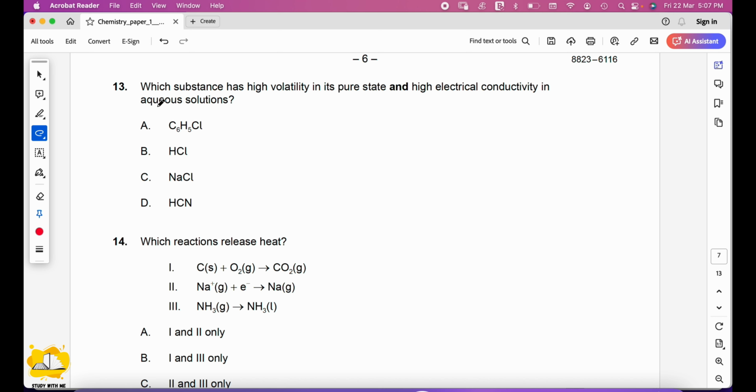For number 13, which substance has high volatility in its pure state and high electrical conductivity in aqueous solution? C2H5Cl is moderately volatile, and NaCl is not because it's a solid. So we have two options, which are HCl and HCN. HCN has hydrogen bonding, so it will be less volatile compared to HCl, which doesn't have hydrogen bonding. So the answer will be B.